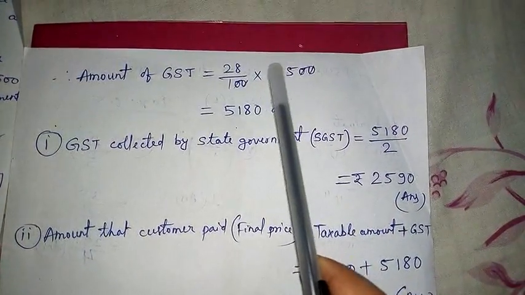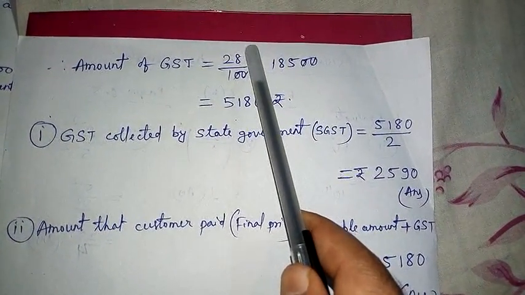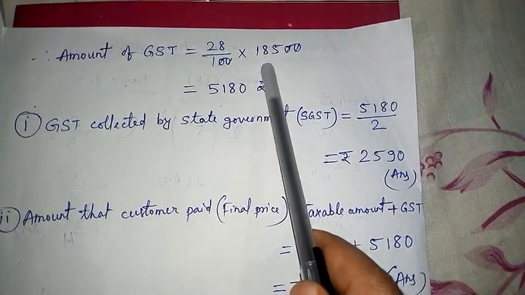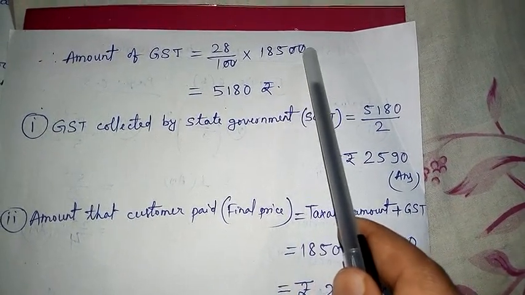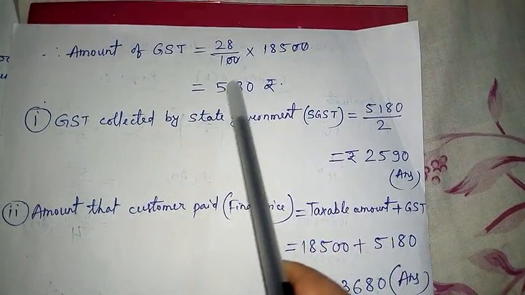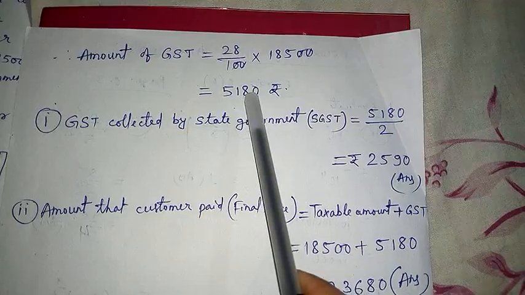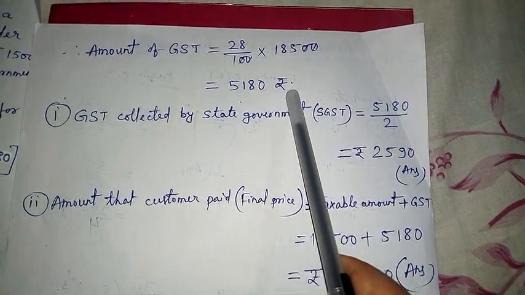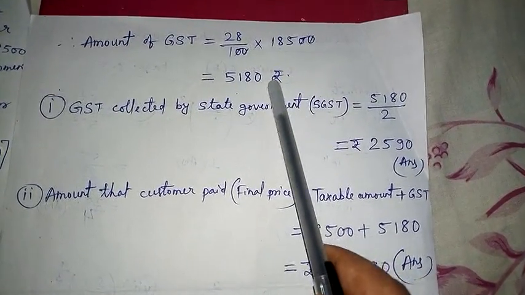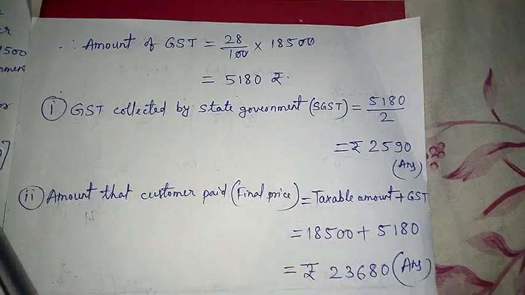So now what will happen, the amount of GST will be, GST percent is 28, so divided by 100 into taxable amount, which is 18,500, and after cancellation and multiplication, 5,180 rupees is our total GST that we have to pay for the television.